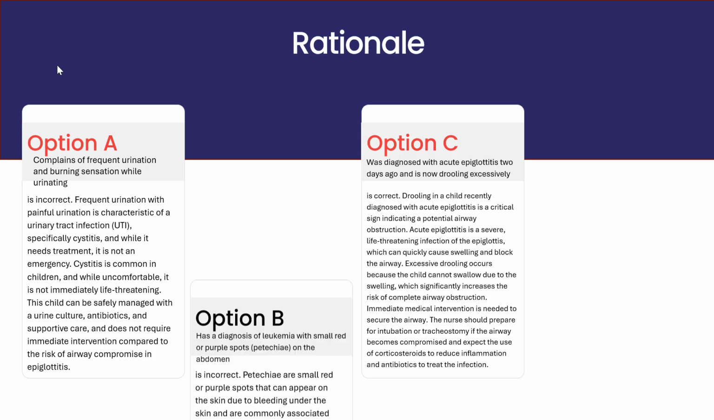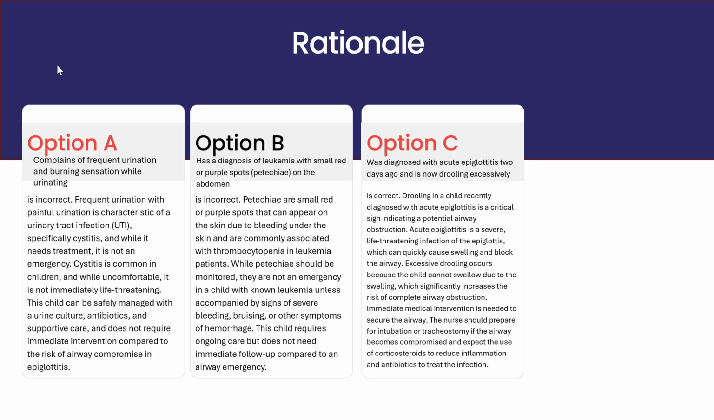B is incorrect. Petechiae are small red or purple spots that can appear on the skin due to bleeding under the skin and are commonly associated with thrombocytopenia in leukemia patients. While petechiae should be monitored, they are not an emergency in a child with known leukemia unless accompanied by signs of severe bleeding, bruising, or other symptoms of hemorrhage. This child requires ongoing care but does not need immediate follow-up compared to an airway emergency.